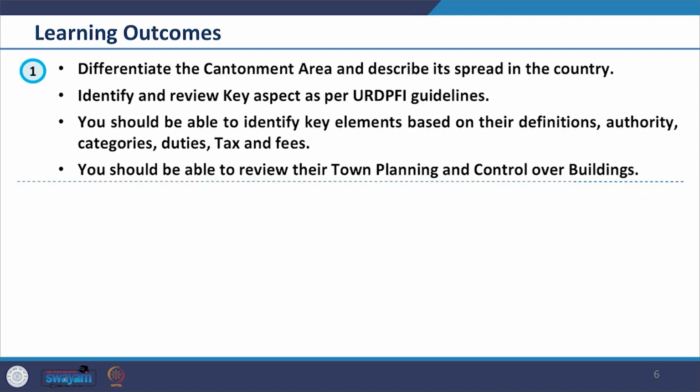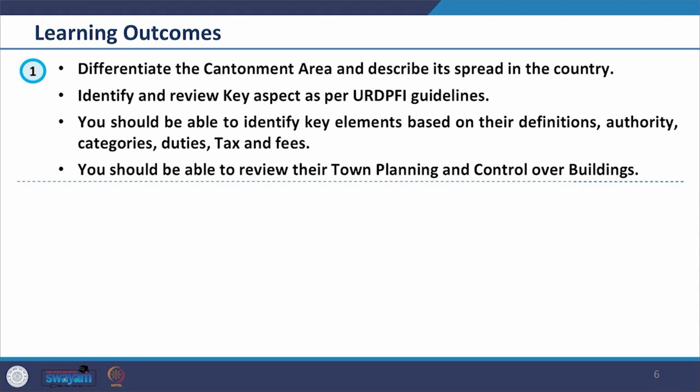Accordingly, the expected learning outcomes are that after completion of this particular section, you should be able to differentiate the cantonment area and describe its spread in the country. You should be able to identify and review key aspects as per the URDPFI guidelines, as well as identify key elements based on their definitions, authority, categories, duties, tax and fees. You should be able to further review their town planning responsibilities as well as the control they have over the buildings.